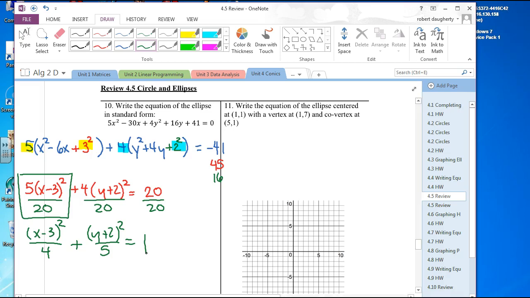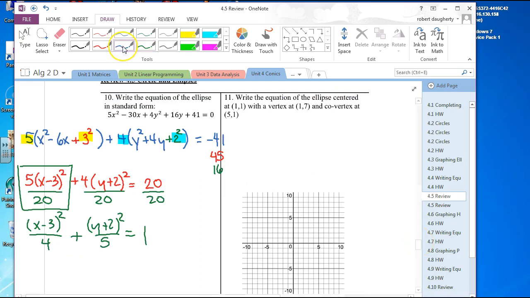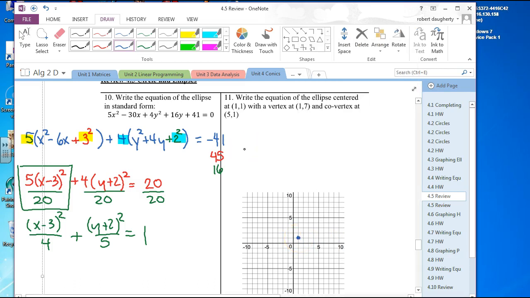Write the equation of the ellipse centered at 1, 1 with a vertex at 1, 7 and a co-vertex at 5, 1. So the center is at 1, 1, which is right here. There is a vertex at 1, 7. So that's a vertex, that's the center, and a co-vertex at 5, 1. Okay. So here I just got to be real solid on my definitions. So if there's a vertex that's straight up vertically from the center, we know this is a vertical ellipse, okay?